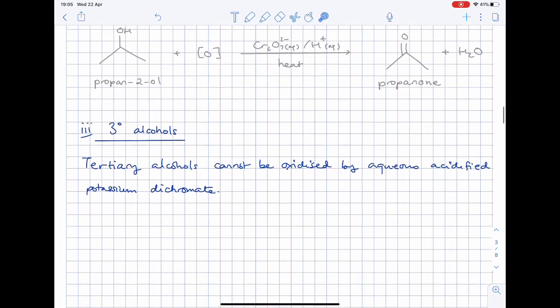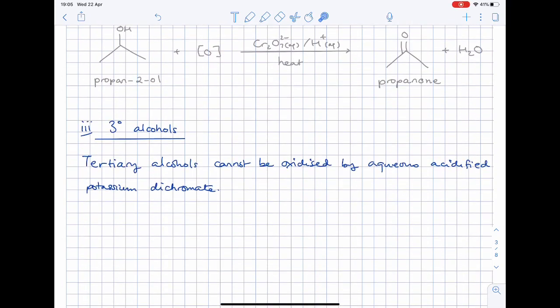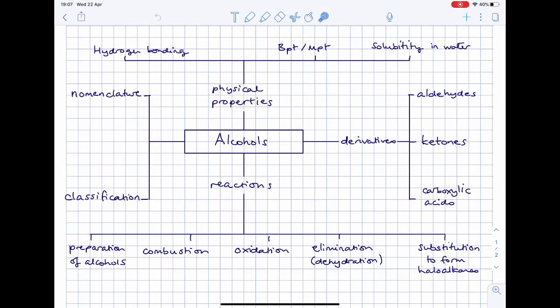Finally, tertiary alcohols cannot be oxidized by using aqueous acidified potassium dichromate, so we don't need to learn any equations for this one. So we looked at how we can burn alcohols and write balanced equations for the combustion of alcohols, which is a type of oxidation. But then we also looked at how we can oxidize alcohols using an oxidizing agent, and we use aqueous acidified potassium dichromate.